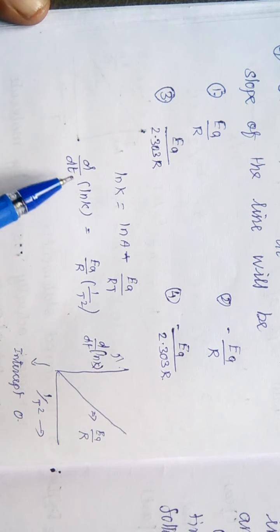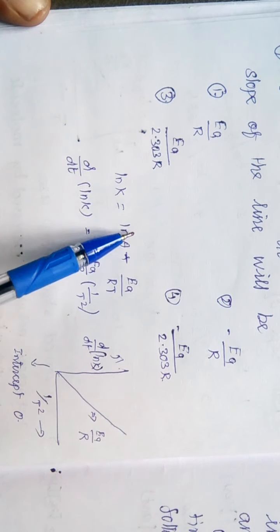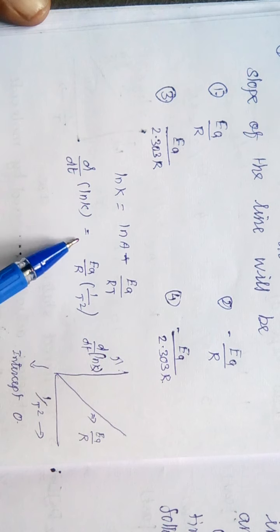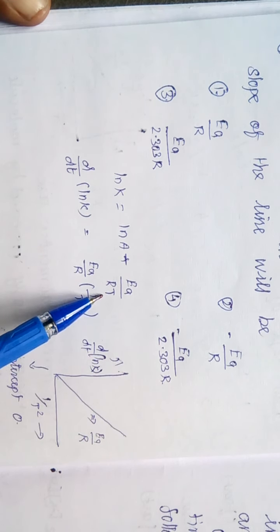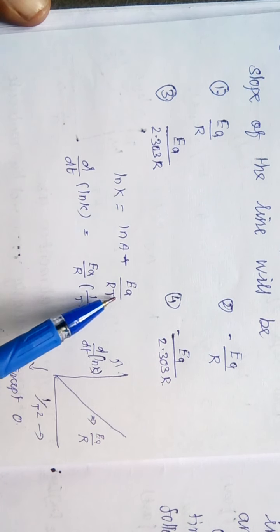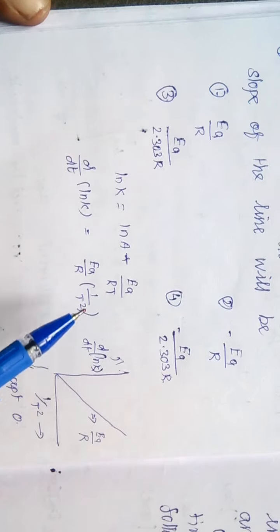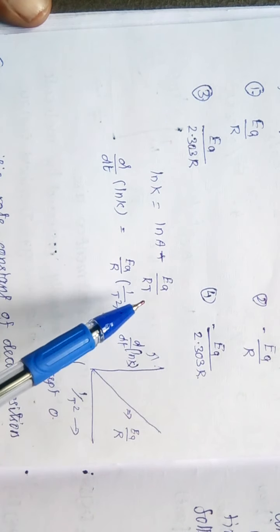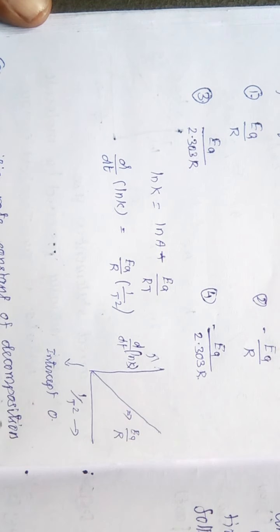When you are differentiating with respect to t, d by dt of ln k is equal to, ln A is a constant. So when you are differentiating with t, it will become 0. This is a minus and t is in the denominator. When you are differentiating 1 by t, it will give minus 1 by t square. So minus into minus will become plus Ea by R into 1 by t square.